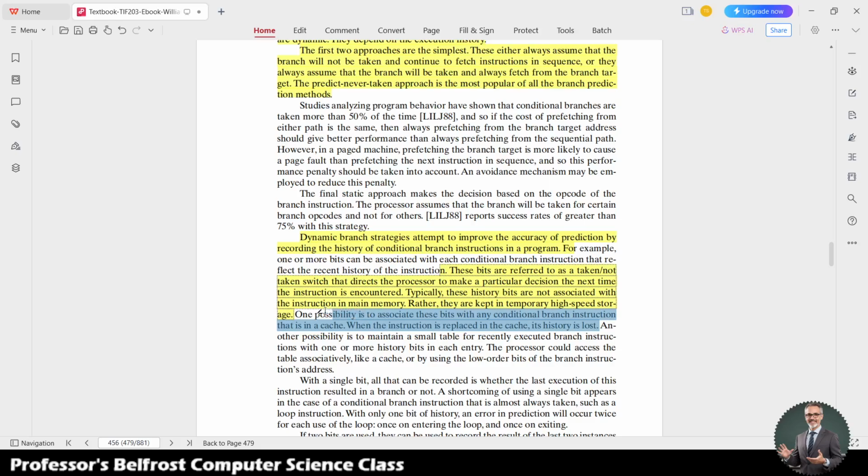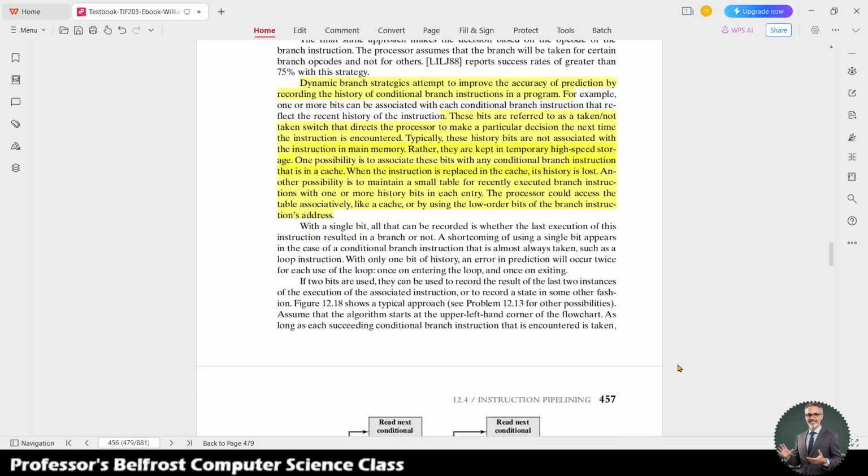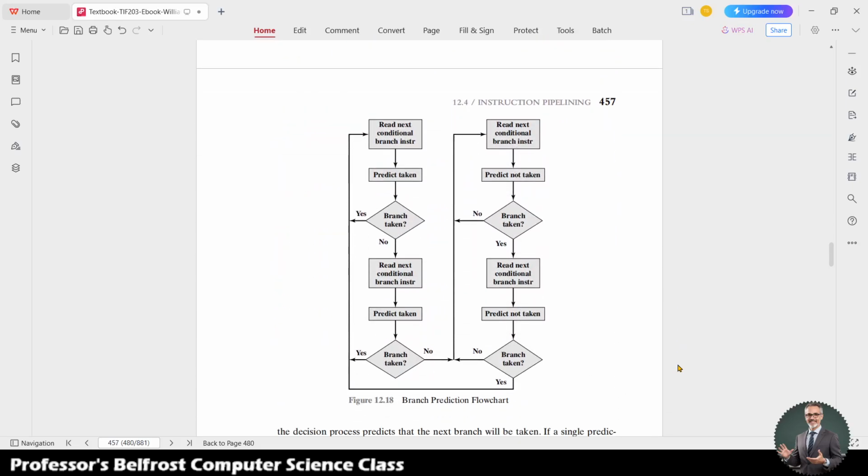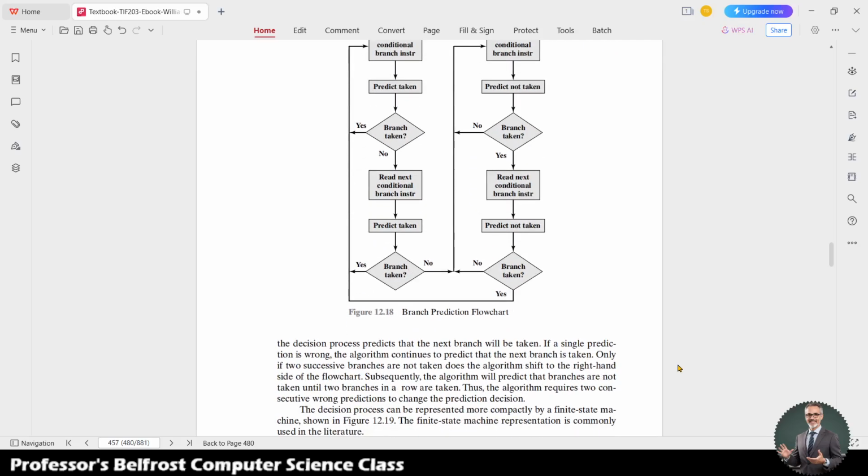Another possibility is to maintain a small table for recently executed branch instructions with one or more history bits in each entry, and the processor could access the table associatively, like the cache, or by using the low-order bits of the branch instruction. Here's the flowchart. I want you to read it by yourself.